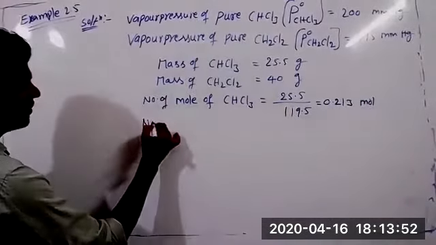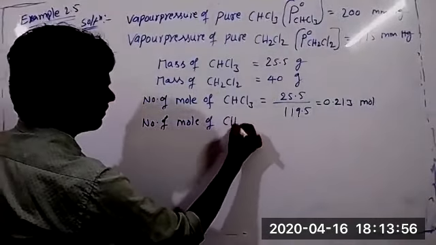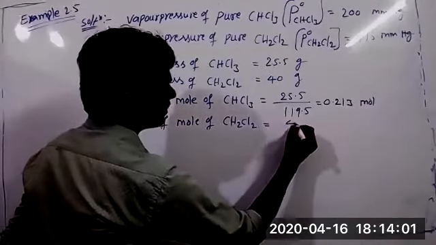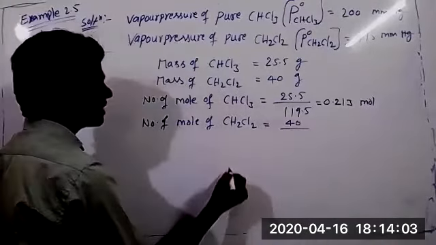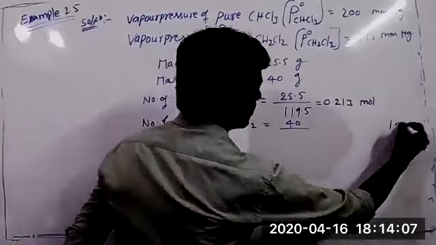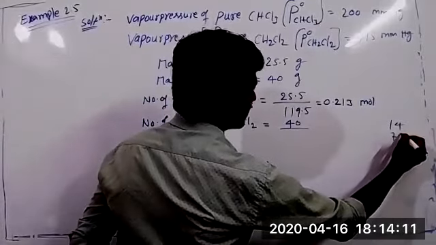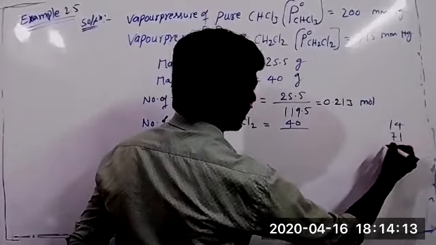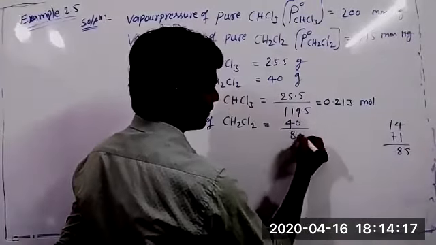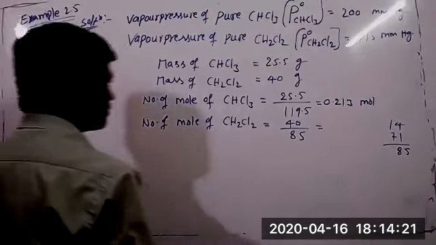Next, number of moles of dichloromethane. 40 divided by CH2Cl2 mass. Carbon 12, 2 hydrogen 2, plus 2 chlorines 71, total 85. 40 divided by 85, 0.47 mole.